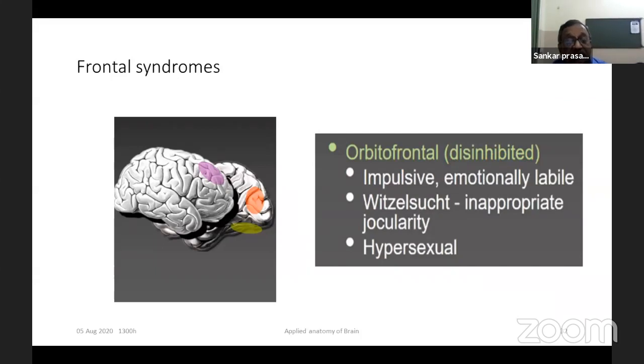And third is orbitofrontal, the Phineas Gage incident, where an iron rod pierced from the orbit into the basal frontal region. After that, that individual became impulsive, emotionally labile, with inappropriate jocularity and hypersexuality. That means the moral values, the discipline in the body, everything is controlled in the orbitofrontal region. So see, the three surfaces of the extensive frontal lobes are very important in humans, and that's what you should remember.